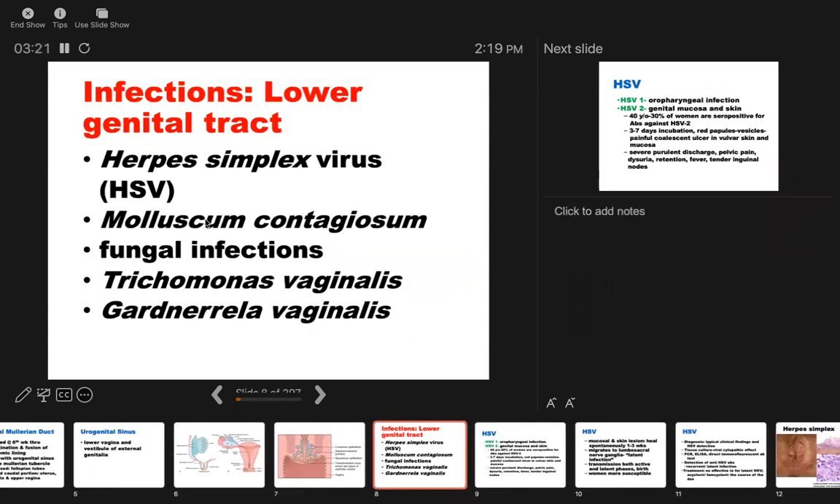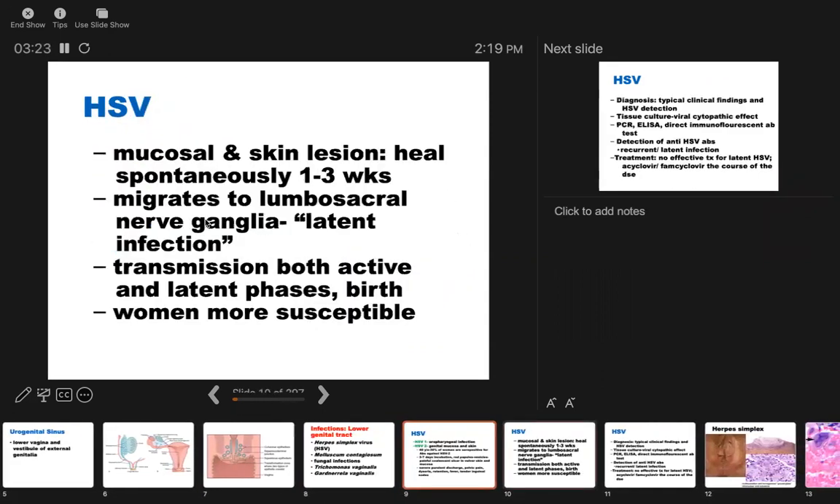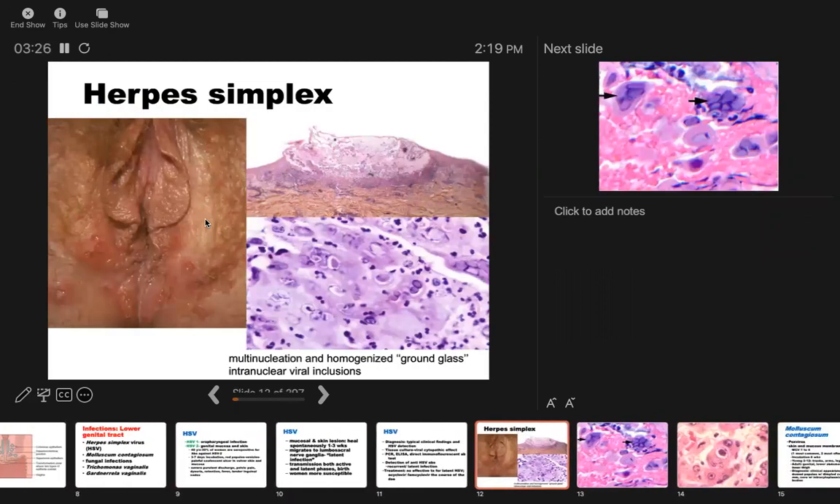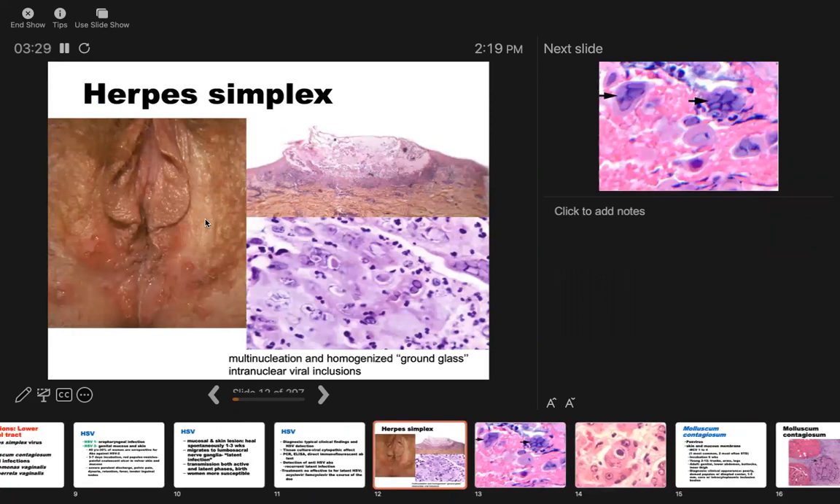The first on the list is what we call herpes simplex viral infection. Herpes simplex comes in two forms, HSV1 and HSV2. HSV1 typically results in oropharyngeal infection, whereas HSV2 usually involves the genital mucosa and the skin. This is what I'm discussing this afternoon. Usually, 3 to 7 days after transmission, you will see ulcers or basically vesicular lesions like this in the external genitalia of your patient, often accompanied by other symptoms like fever, malaise, and tender inguinal nodes.